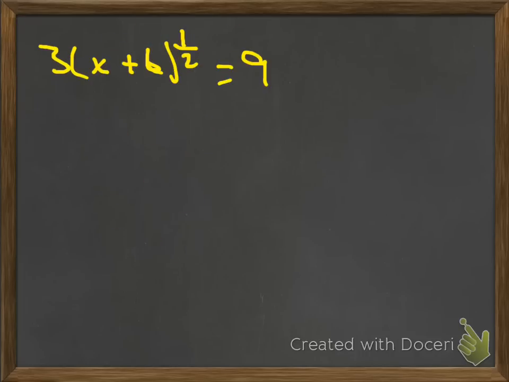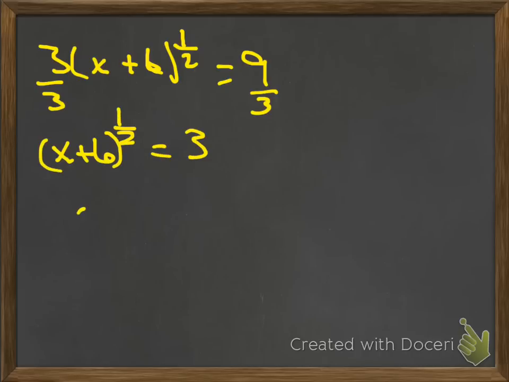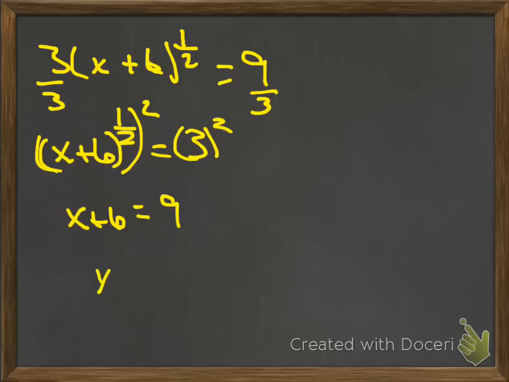Okay, so this last example, same thing, but notice that there is a 3 there with the x plus 6 to the 1/2 power. That's like if it had been 3 times the square root of x plus 6. So we need to isolate that first. So let's get rid of the 3, divide by 3, and we have x plus 6 to the 1/2 power is equal to 3. Well, then we can square that to get rid of it, and that would give me x plus 6 equals 9, subtract 6, and I got x equals 3.